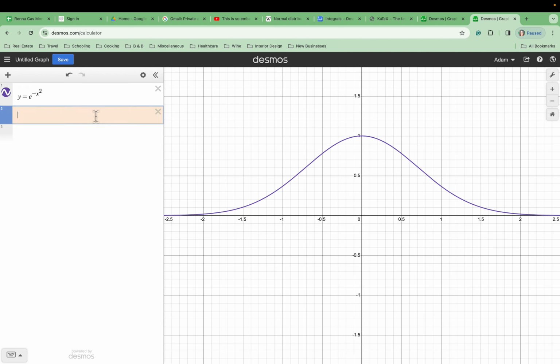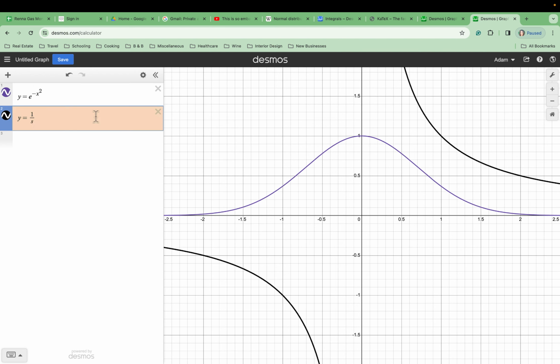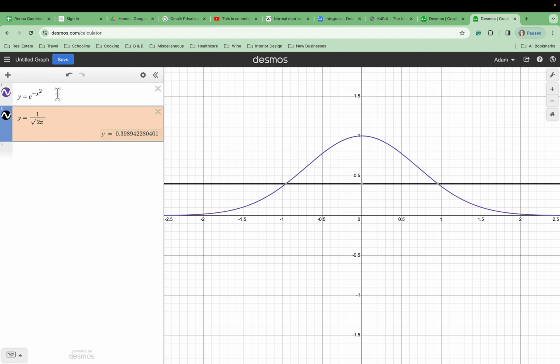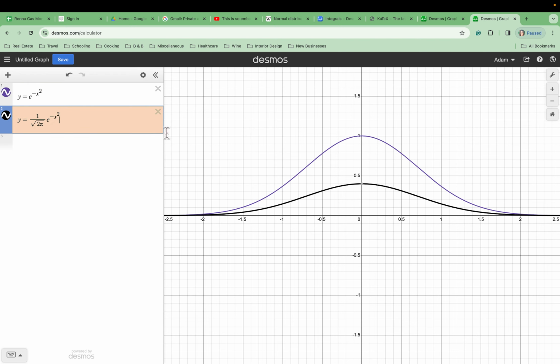As a first blush, let's go y equals 1 divided by the square root of 2 pi times the rest of this. Copy paste. And now it still has all the same shape. It's still centered at the same place, but this is looking a lot more like what we've seen before, kind of peaks out at around 0.4.